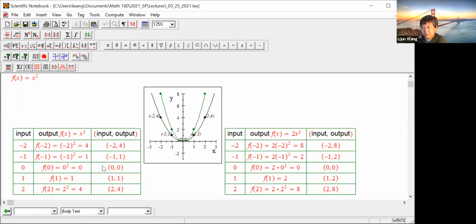In these two tables, before we do the half x squared, I give you the same input, and what happened to the output? The output is doubled. That's why it becomes narrower, more narrow. How should we say that word? Narrower or more narrow?